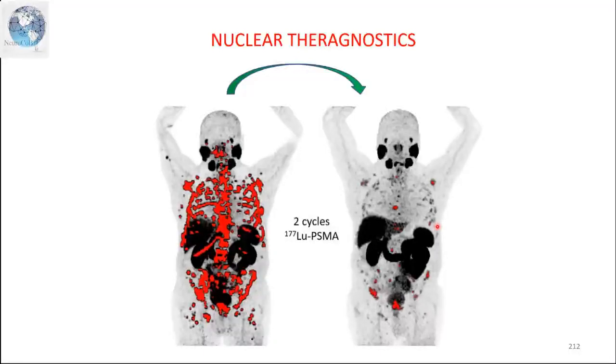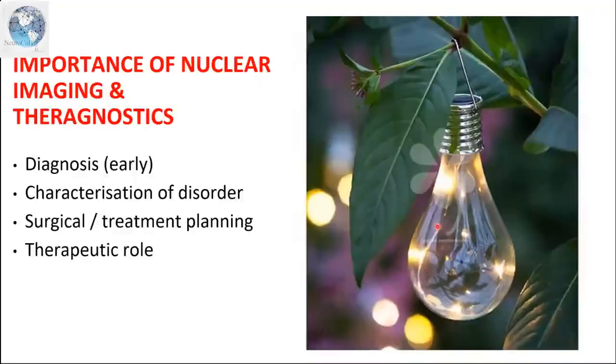Lutetium PSMA. Walaupun PSMA is more for prostate, somehow they had some cellular receptors that in the imaging said, okay, there's some receptors, it's picking up. Why not give a try for lutetium? And they tried and it actually shrunk the tumor. So, you know, there can be some improvement in brain tumor as well. So finally, to summarize, the importance of nuclear imaging and theranostics, therapy plus diagnostic, is that we can do early diagnosis, we can characterize the disorder, and we can do surgical treatment planning as well as therapy.